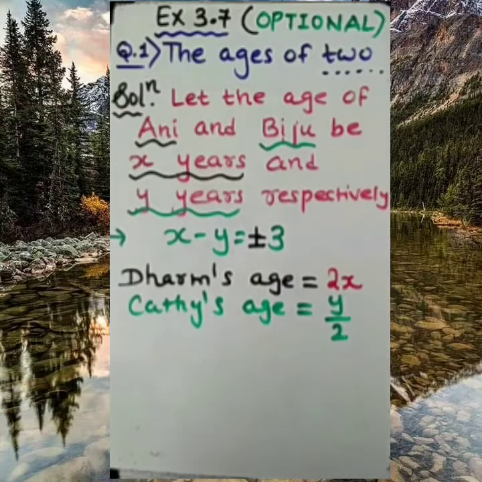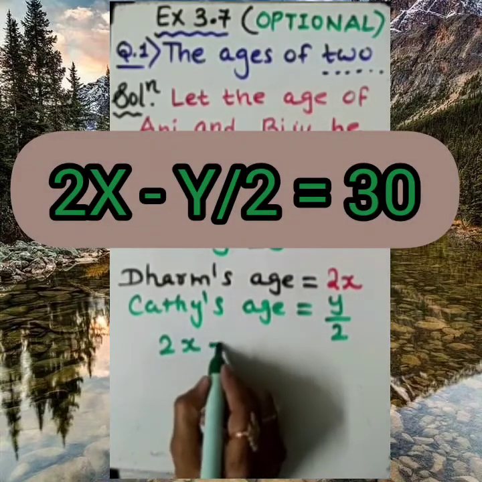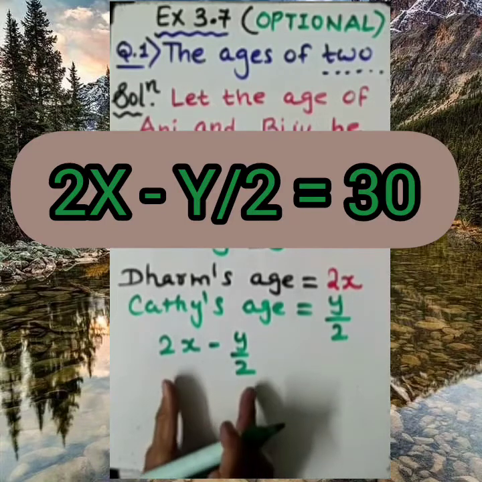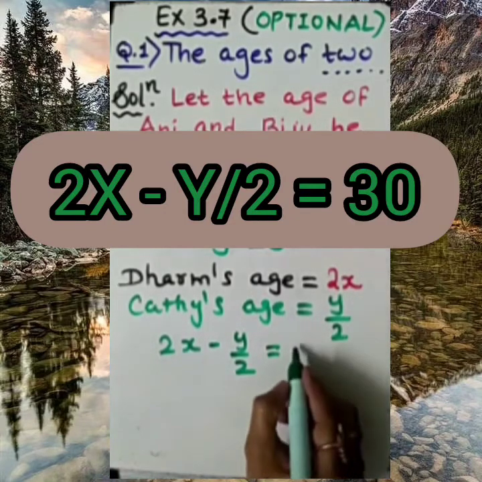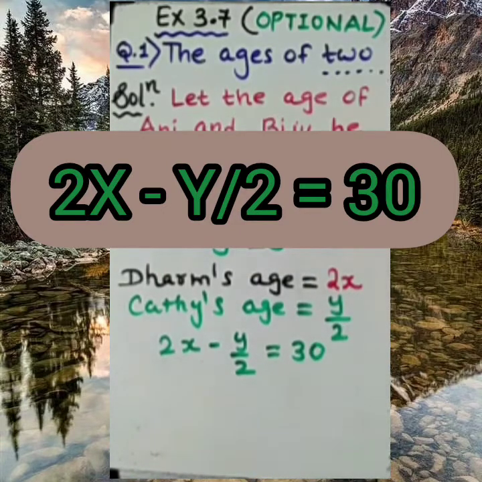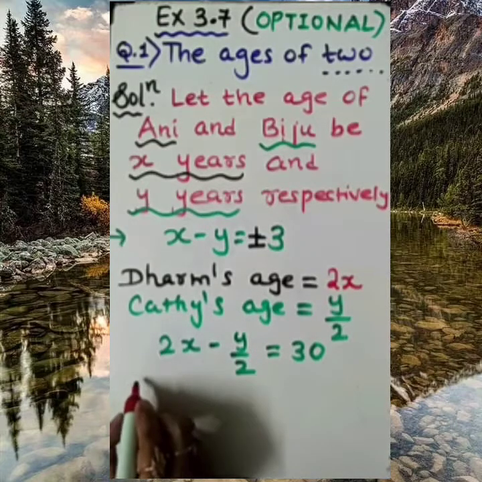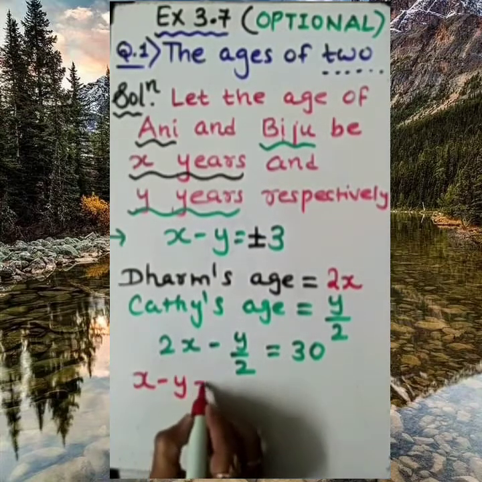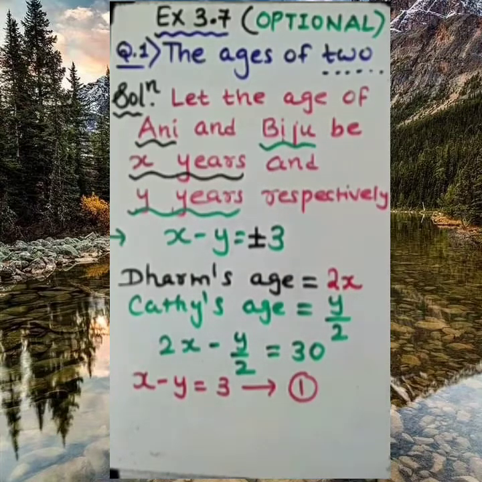Fine. And the next sentence they are giving us: Dharam's age and Kathy's age differ from each other, which means the difference of these is 30 years. Clear to you? So my dear students, here we have a total of 4 equations we need to work out. Now which 4 equations am I talking about? Let's say this is x minus y equal to 3. That is equation number 1 I am considering.